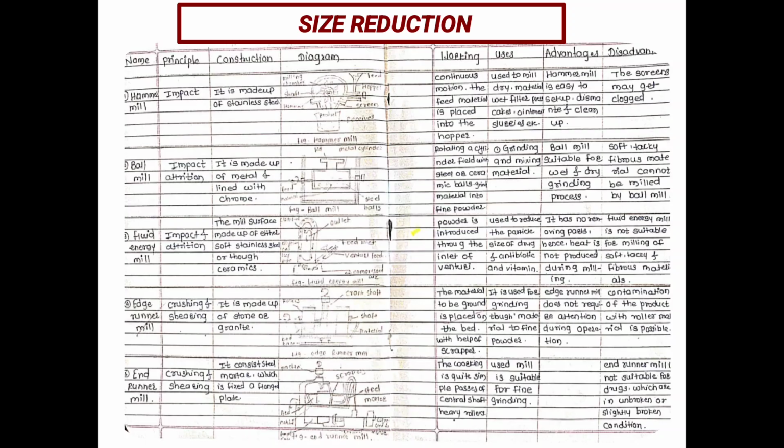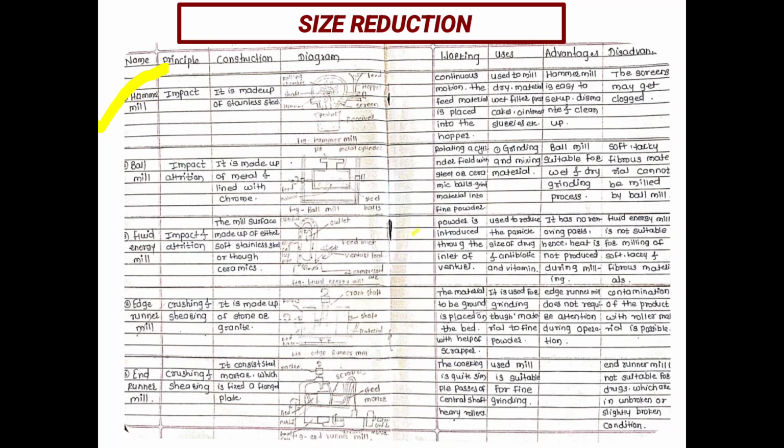bioavailability. In this chapter we learn about size reduction equipment: hammer mill, ball mill, fluid energy mill, edge runner mill and end runner mill. These are the different mills used for size reduction. A question will ask, what is the principle of hammer mill? Remember the trick: H then I, H means impact. Hammer mills work on the principle of impact.